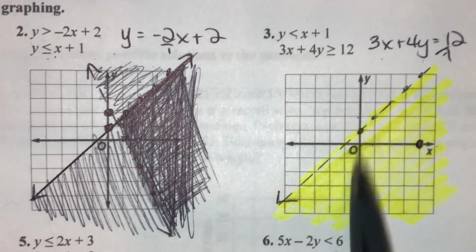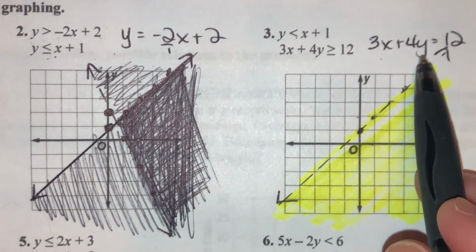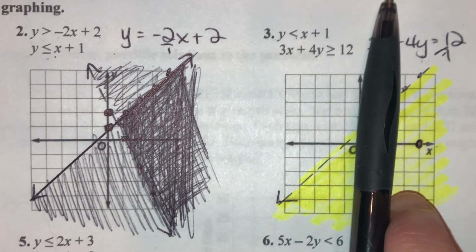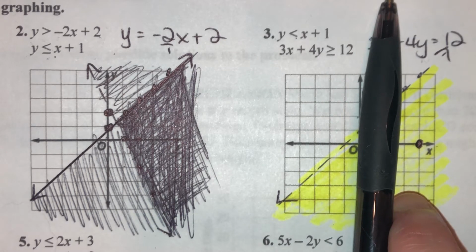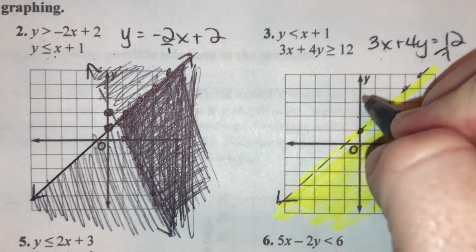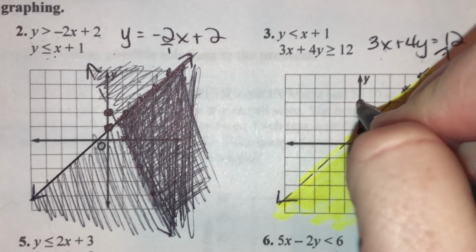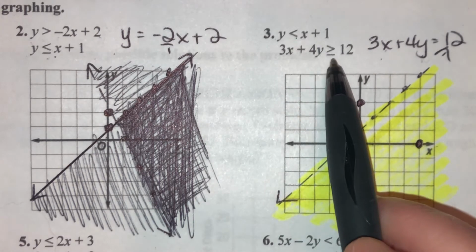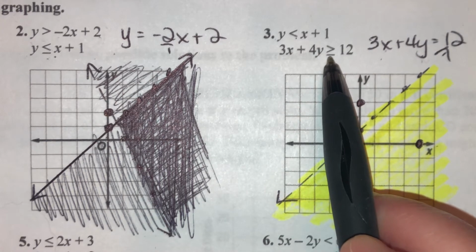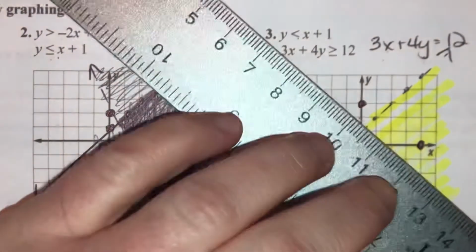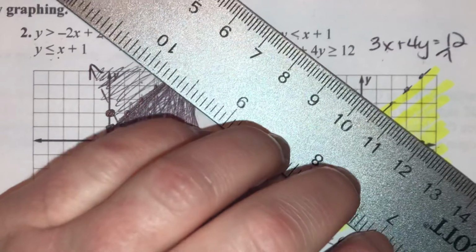Now I want to find the y-intercept. So to find y, I plug a 0 in for x, and that goes away. 4y equals 12, so y equals 3. So on my y-axis, I go up to 3, and I put a dot. So I know I'm going to connect these two dots. I'm going to draw a line through it. And my inequality symbol is solid because it has the line under. So I'm going to connect those two dots with a solid line.